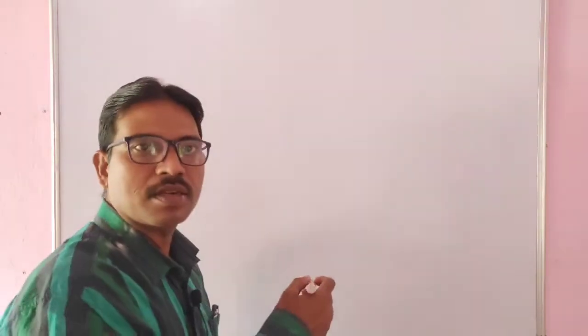Anyway, today's topic is impedance triangle. What is the topic? Impedance triangle. Chapter 7, alternating current. Okay.